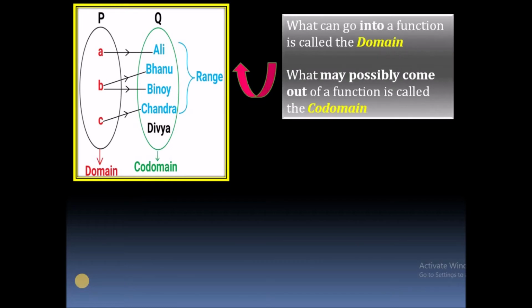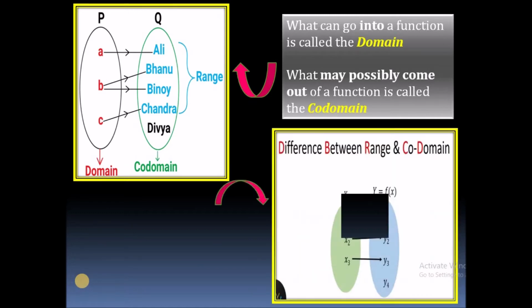So, let us learn what is domain and what is codomain. What can go into a function is called the domain. It means here set P is said to be the domain. And what may possibly come out of a function is called the codomain. Here set Q is said to be the codomain.